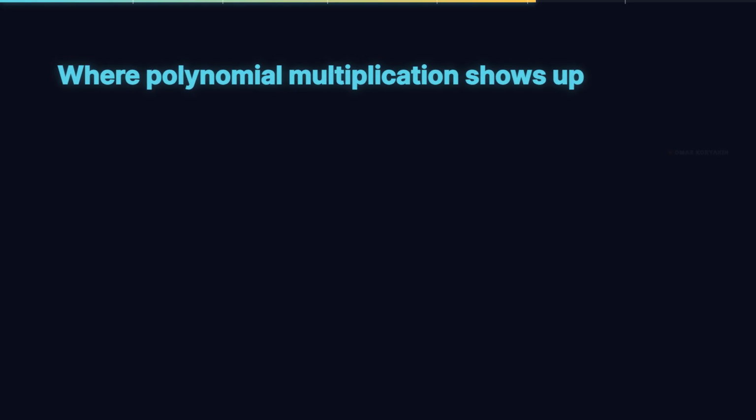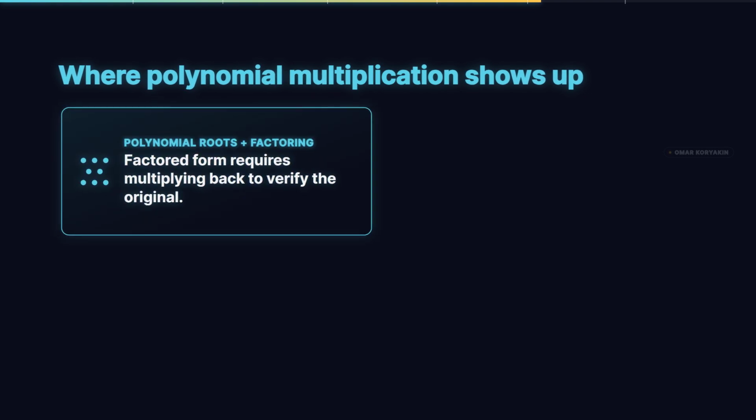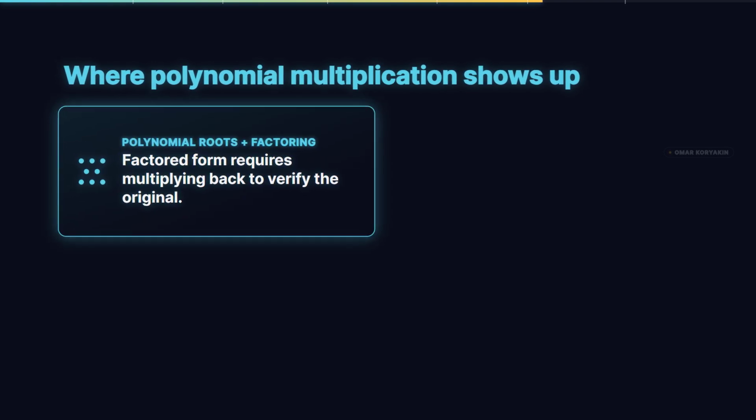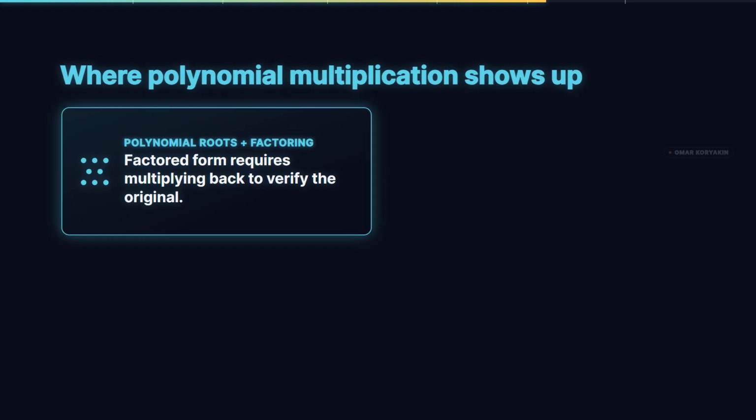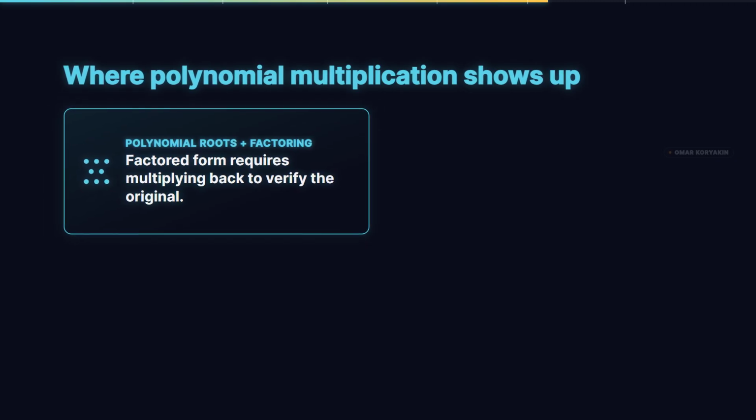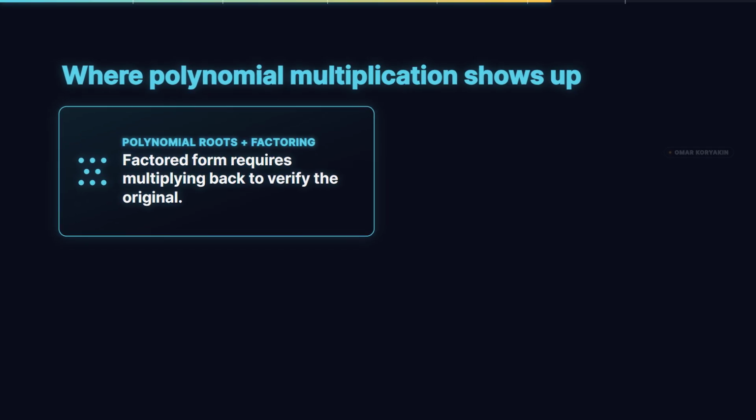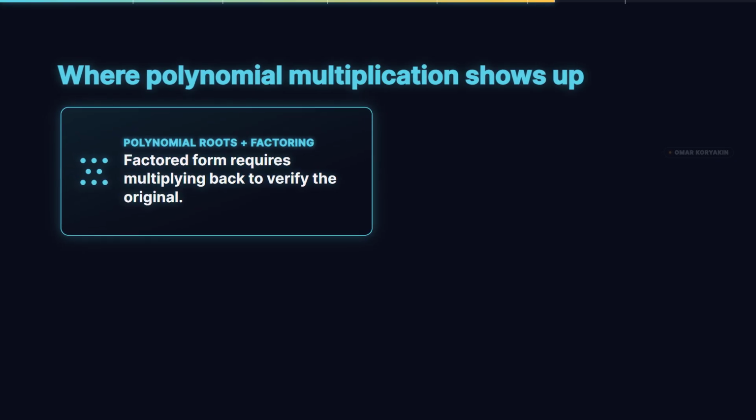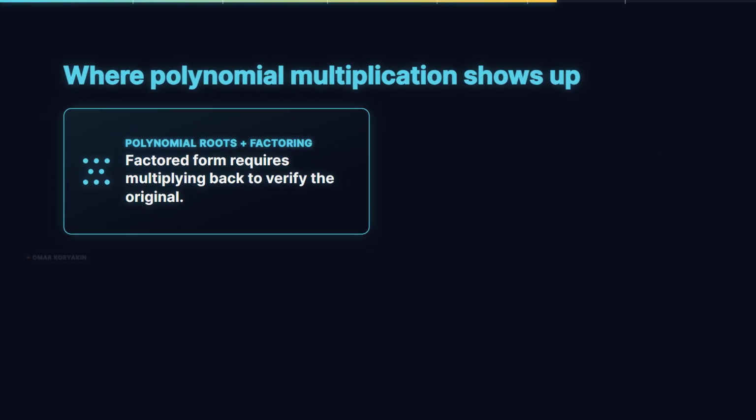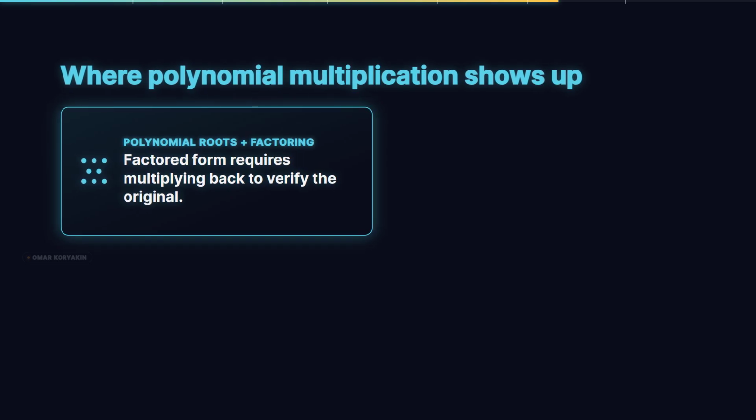4 broad sectors below where every working professional applies these multiplication operations routinely. In polynomial root finding and factoring, multiplication is the inverse operation. To verify that a polynomial factors as a product of smaller polynomials, multiply the factors back together and check that the result matches the original. Every factoring exercise in section 8 of this course requires polynomial multiplication for verification, and every quadratic equation solved by factoring requires multiplication to check the answer at the end.